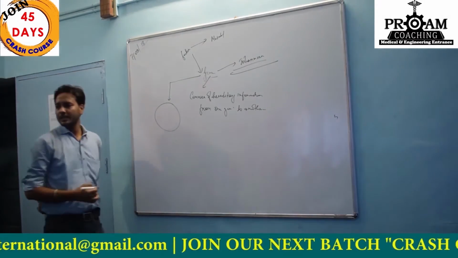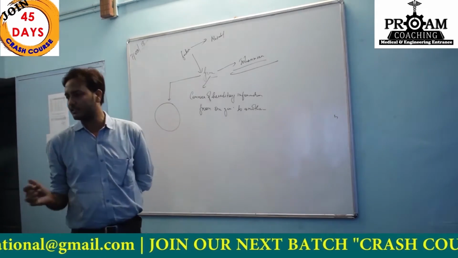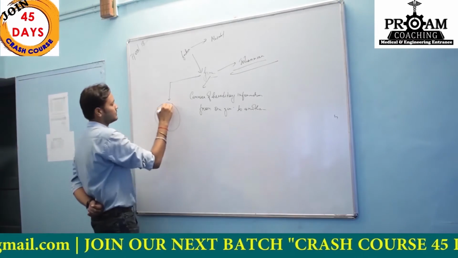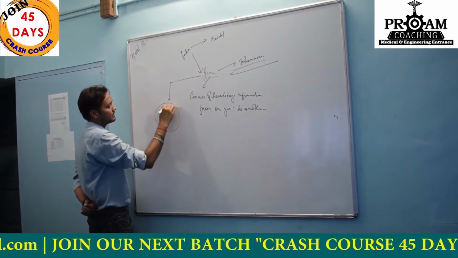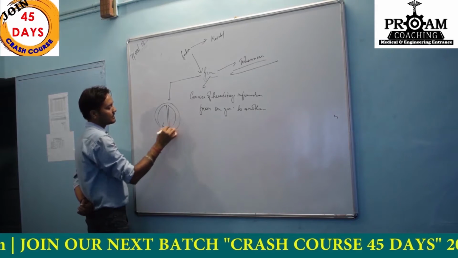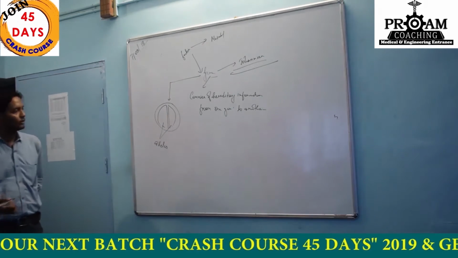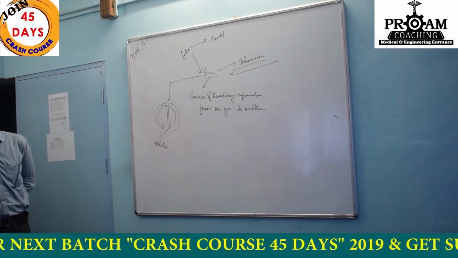Okay. Now, this gene contains two forms. जैसे एक सिक्के के दो पहलू होते हैं कि नहीं, तो उस तरह से जीन के भी दो फॉर्म्स होते हैं. And these two forms are called as alleles. One gene has two alleles. Okay?